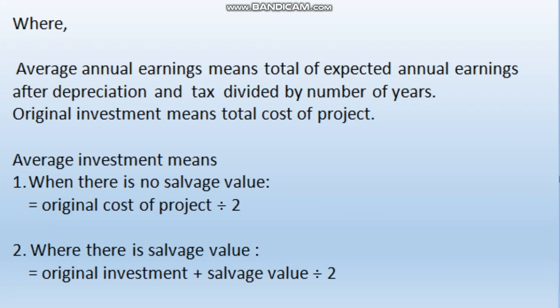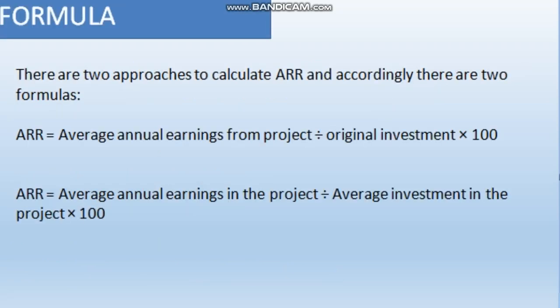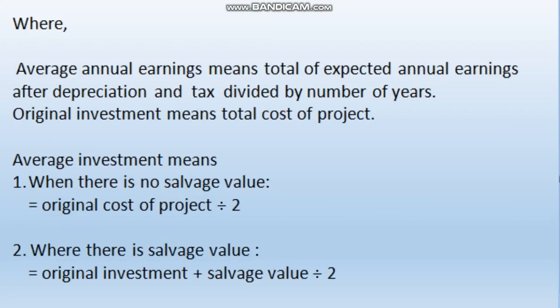Here, average annual earnings means total of expected annual earnings after depreciation and tax divided by number of years. And original investment means it is the total cost of project. Average annual earnings means total of expected annual earnings after depreciation and tax divided by the number of years. And original investment means it is the total cost of project.